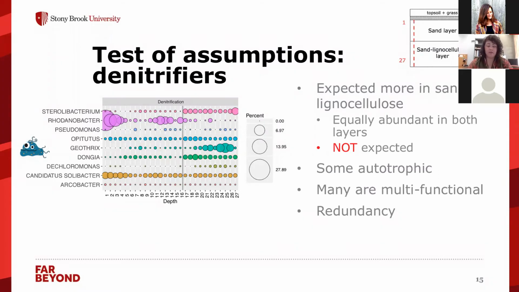And actually, Rhodanobacter is autotrophic, which you'll remember are like nitrifiers. They can make their own food. So they don't actually need the carbon of the wood chips. And many of these denitrifiers are multifunctional. And what's really interesting again about this data is the large amount of redundancy in this functional group. I want to mention that this is only a fraction of the denitrifiers that were in this data set.